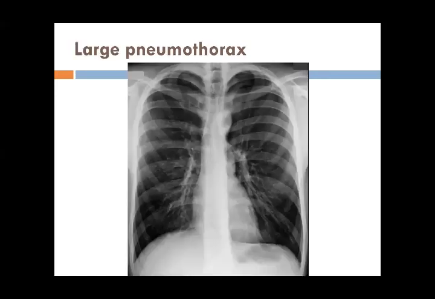Similarly, what is the problem in this X-ray? Look at this X-ray and observe it. This is where the lung border is present. So it is more than 2 centimeters of area, which involves the upper part of the lung. So there is a pneumothorax present there, a large pneumothorax.